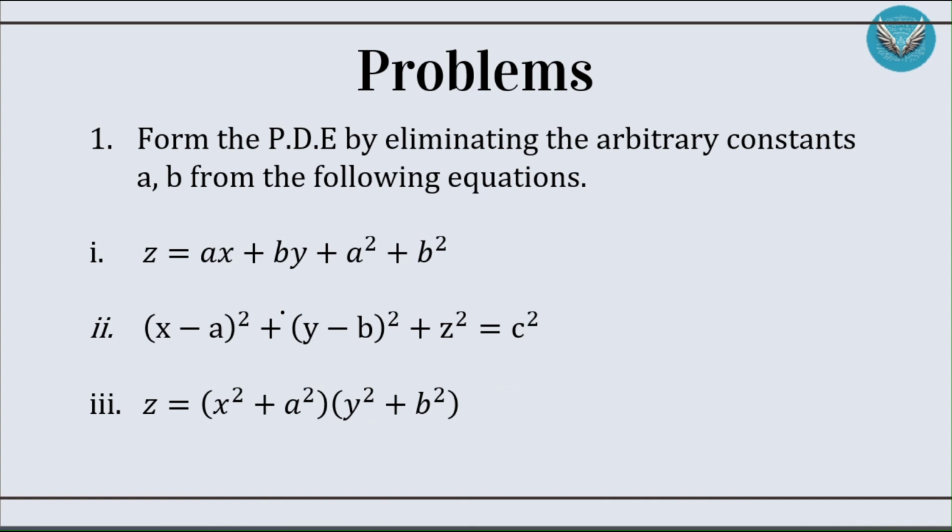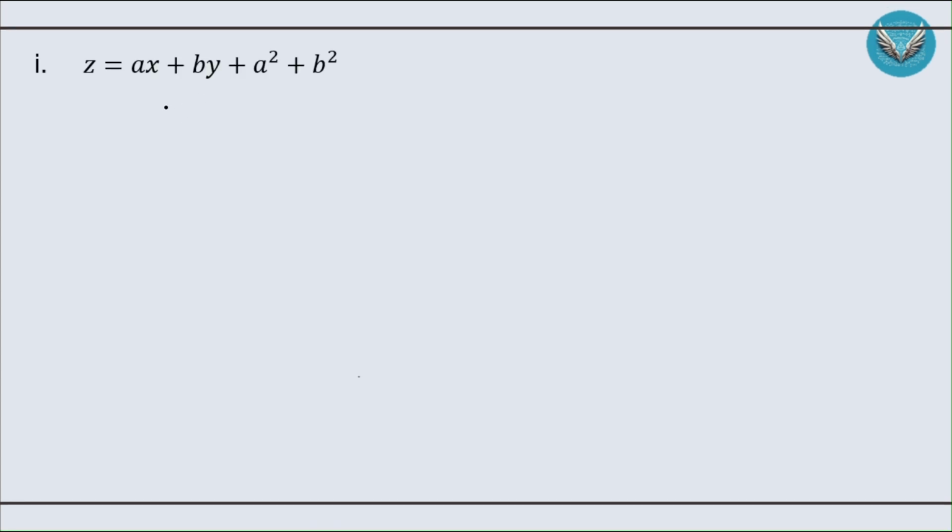The first problem is: form the partial differential equation by eliminating the arbitrary constants a and b from the following equations. The first question is z equal to ax plus by plus a square plus b square. The first step is to differentiate the given equation partially with respect to x and y. Let us consider the given equation to be equation number 1.